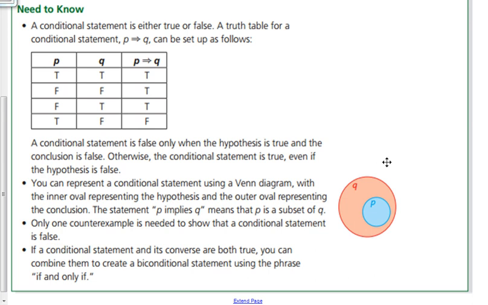Only one counterexample is needed to show that a conditional statement is false. If a conditional statement and its converse are both true, you can combine them to create a biconditional statement using the phrase if and only if.